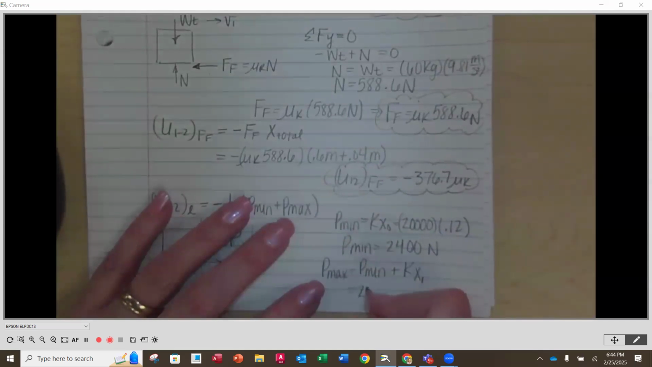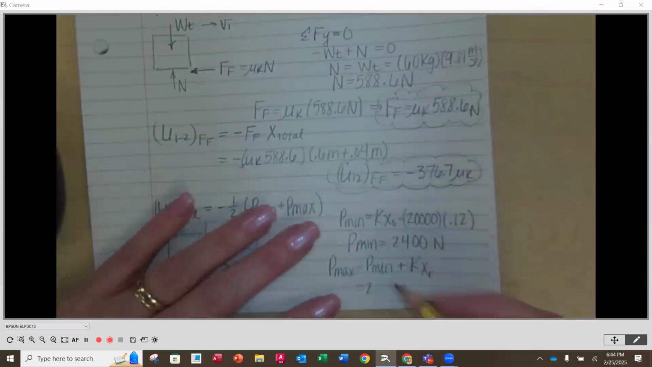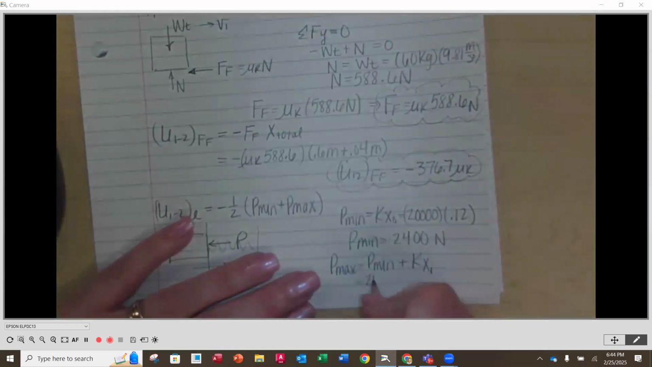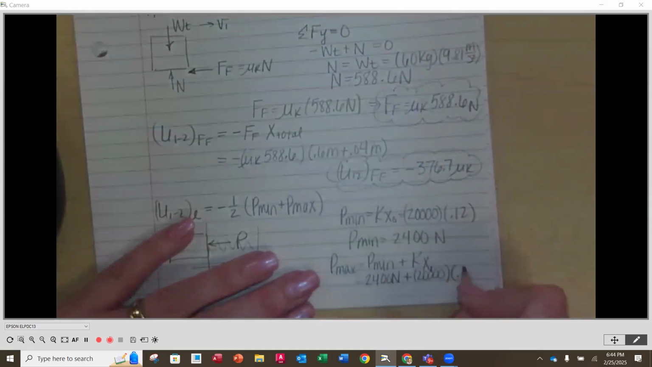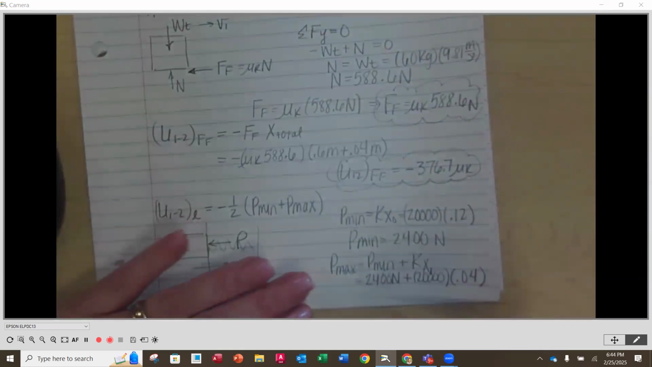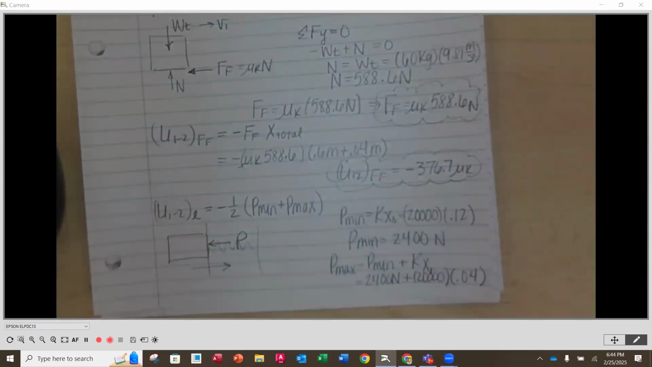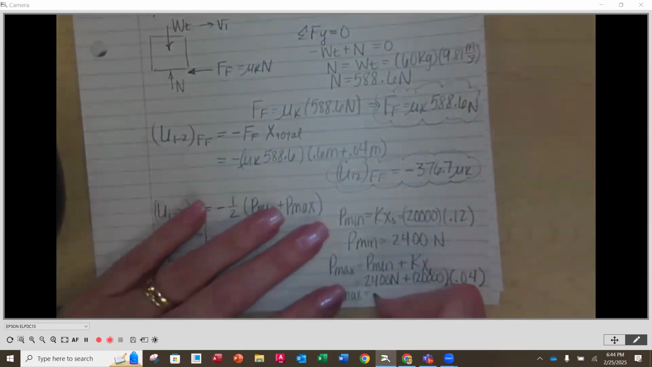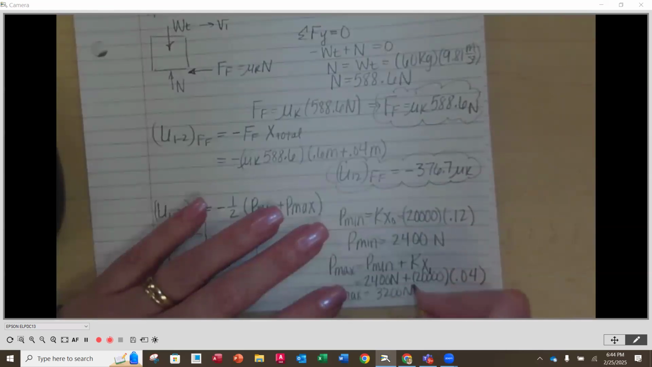So we're going to take our 2,400 newtons. Let's put this up a little closer. That's going to be our P min plus 20,000 times 0.04 meters for the additional 40 millimeter compression. So our P max should come out to be 3,200 newtons.